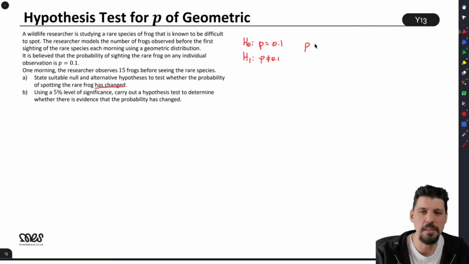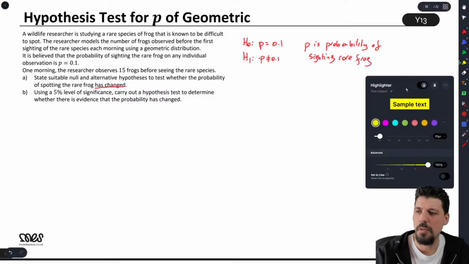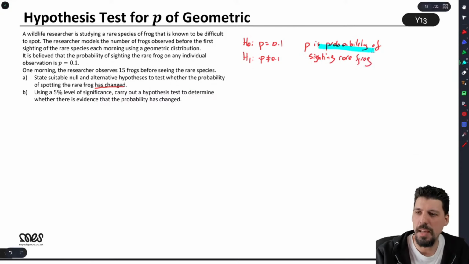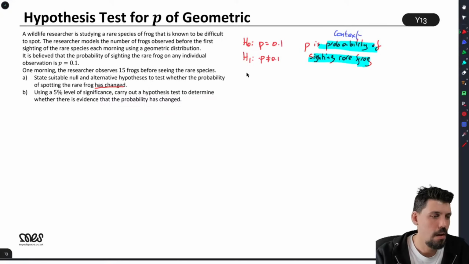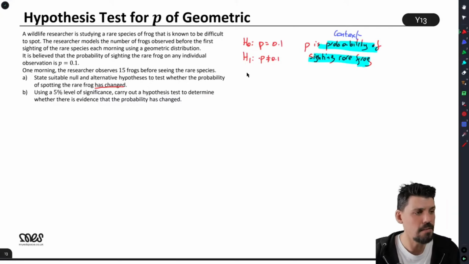And we need to state what P is. P is the probability of sighting the rare frog. And I will tell you multiple times here, but this here, context. Right? Context. We'll talk about the types of errors at the end. I just wanted to show you the idea in context there, but I've got a slide at the end that we will talk about.